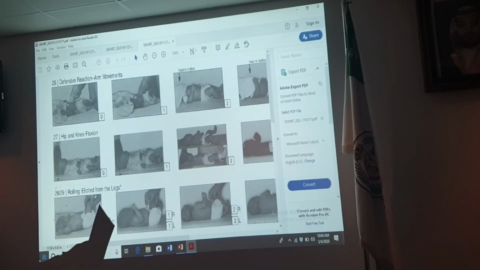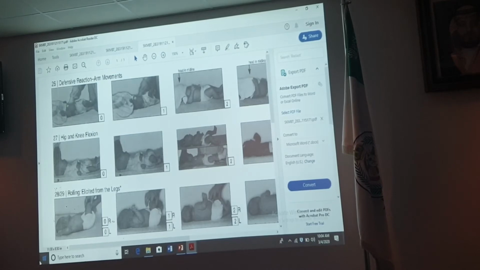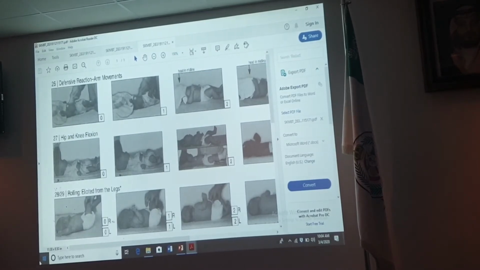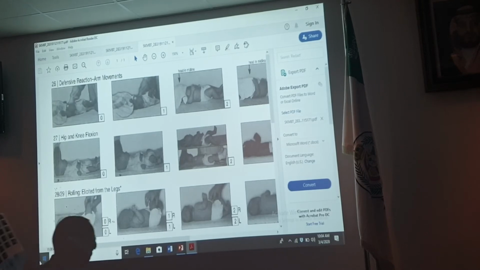So I can find maybe on the right less than 15 and on the left maybe more. Is that clear? Okay, I can be excused till 25 where I don't have pictures for you to project, but the concept remains the same. So 26, you will see defensive reaction, arm movement.